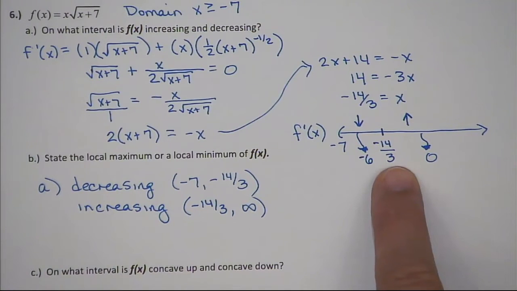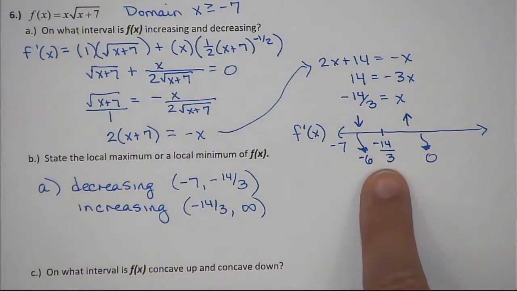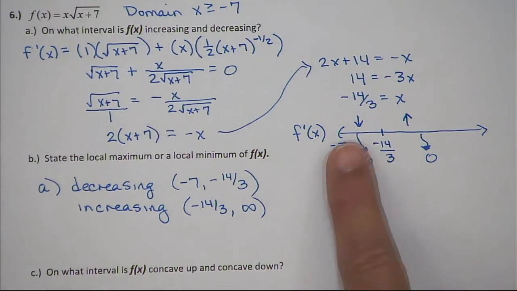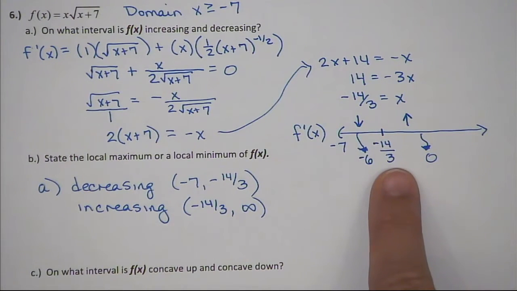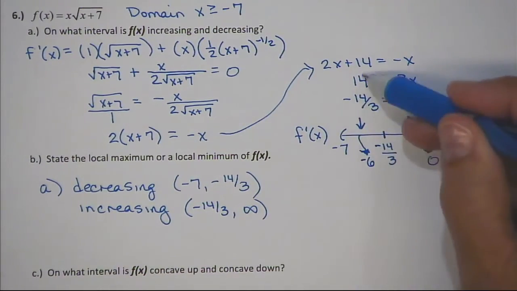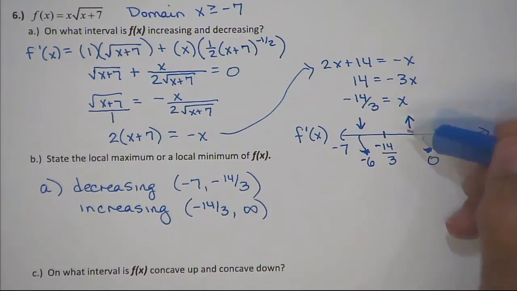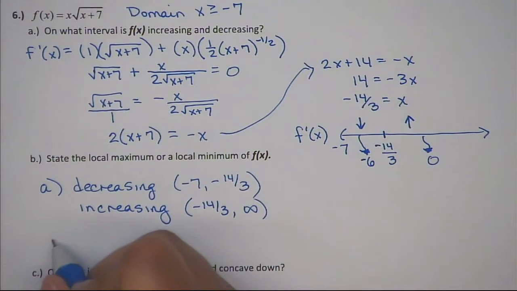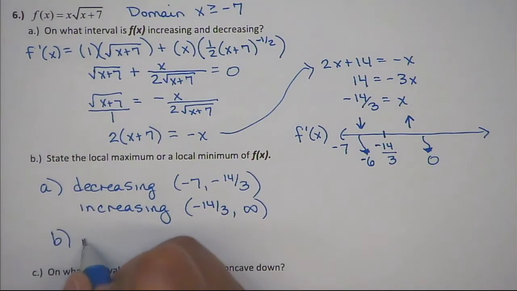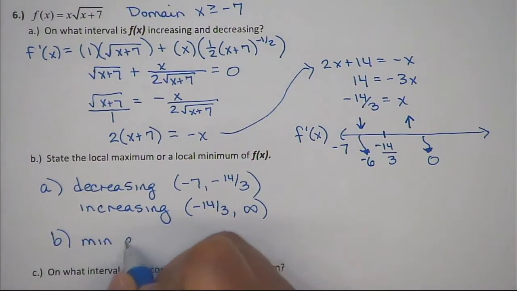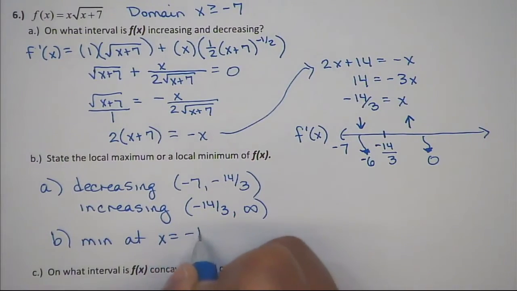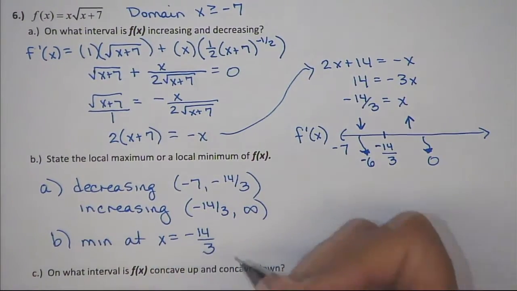So negative 14/3 is a max or min. Which one is it? Based on our arrows, you're going from decreasing to increasing. That is a minimum, right? So that's how I know that. This graph was going down, decreasing, and then increasing. So we have a minimum for part B at x equals negative 14 thirds.